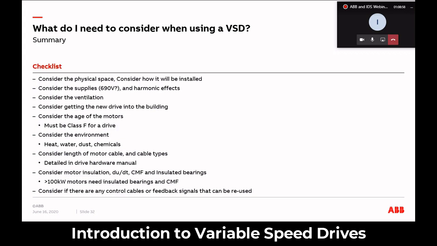And to summarise, here's a quick checklist of possible items that you need to consider when using a VSD for a particular application. So look at the actual physical space itself, and consider how it will be installed, but also consider the supply it's being connected to and the harmonic effects of that. All the way to considering whether there are any control cables or feedback signals that can be reused, and ensuring that if it's a new installation, those control cables have adequate spacing from the actual power supply cables that are being used.